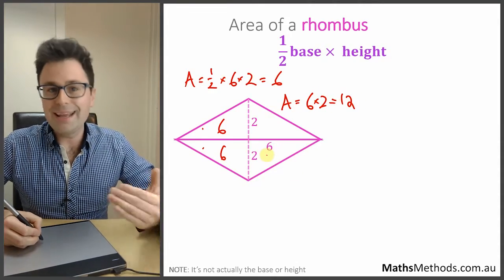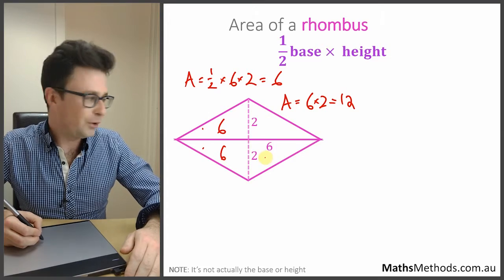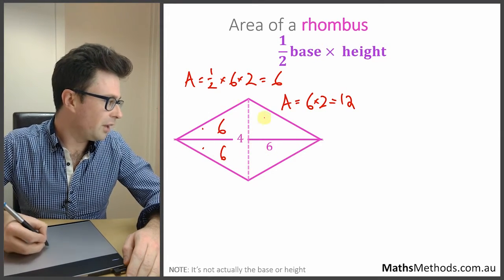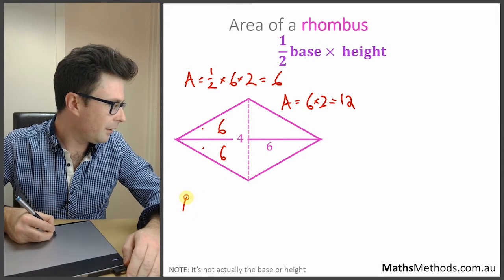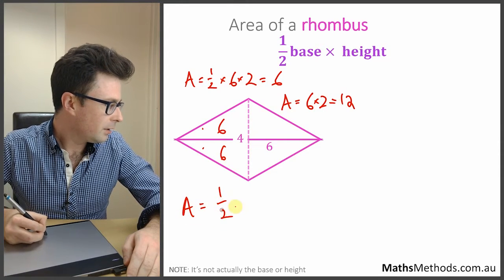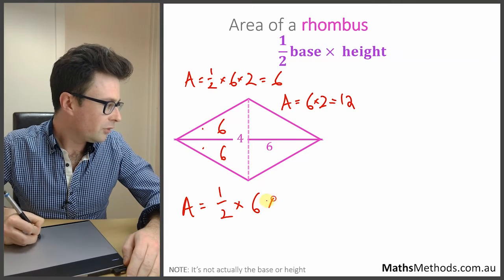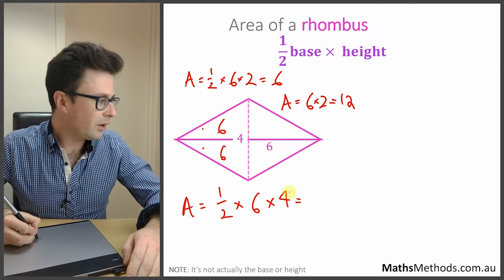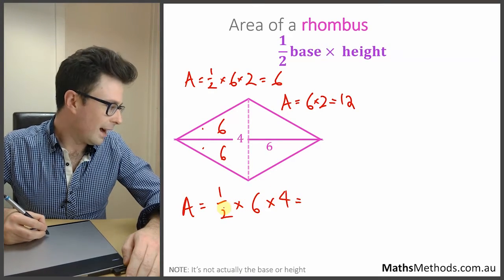Now, instead of finding the area of each triangle, what we can do is just find half times the base, which is 6, times height. So we can just find the area to equal half times base, which is 6, times height, which is 4, because this is the whole height. And this gives us 6 times 4, which is 24, and half of that is 12.